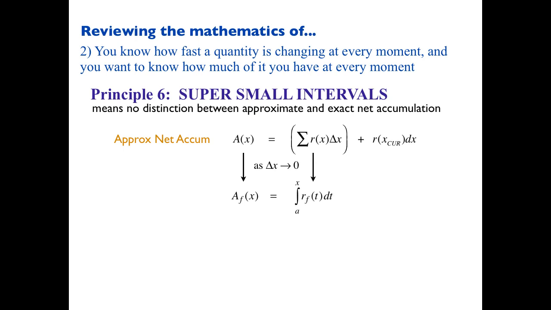And then our sum of bits of accumulation through the intervals becomes this expression we said last time, right? The integral from a to x, r sub f of t dt. And now that delta x is so small, there's really no difference between completed intervals and current interval in terms of size, right? They're all the same because they're so small. So this just kind of goes away, right? Just goes away.